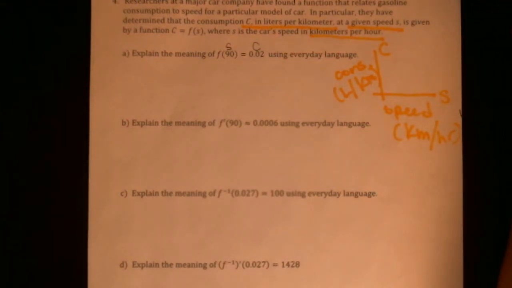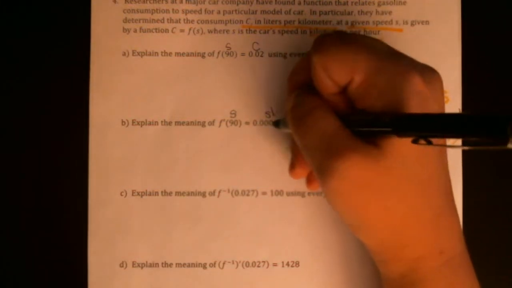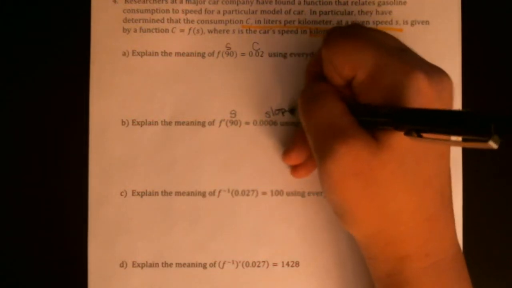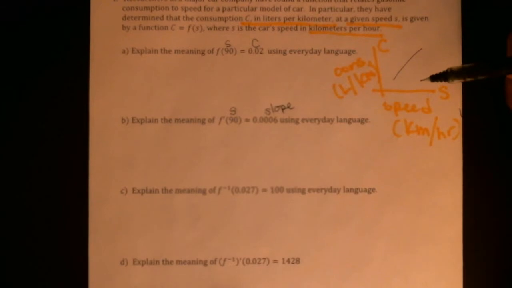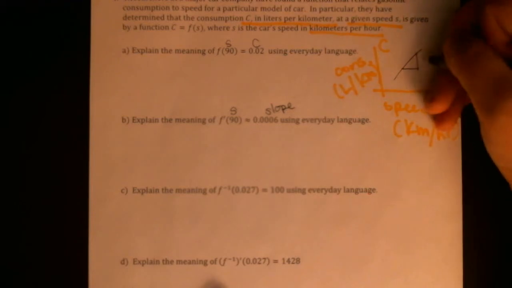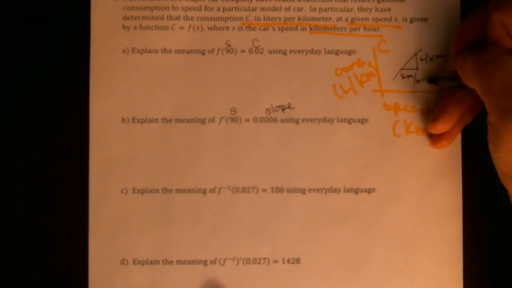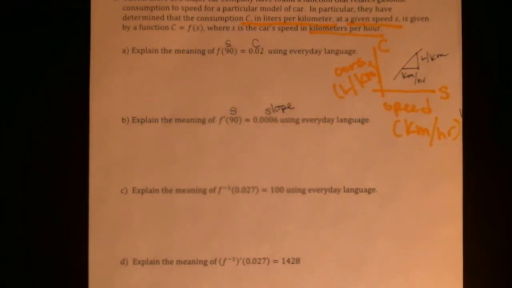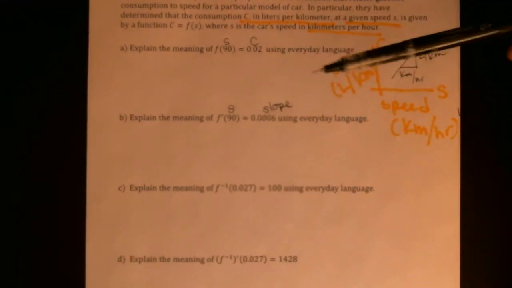The next one is f prime of 90. So this is the same C, but now this 0.0006 is a slope. It's not a C value, it's the slope of a tangent line. So if we were to draw some sort of line in here, we should be thinking about the units on its slope, I think is a good place to get started. So we do a change in y over change in x, which would be liters per kilometer divided by kilometers per hour. So the 90 is still a speed. The car is traveling at 90 kilometers per hour.